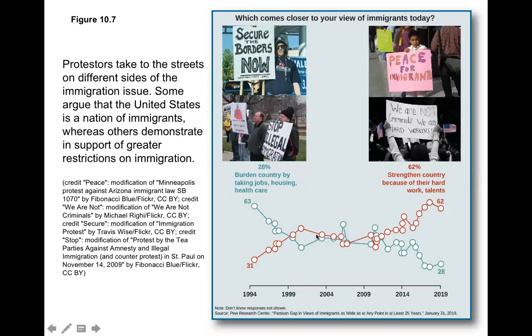Another example of people on different sides of an issue: you have "Peace for immigrants. We are not criminals, we're hard workers." So pro-immigrants versus "Secure the border, stop illegal immigration." Two different interest groups.